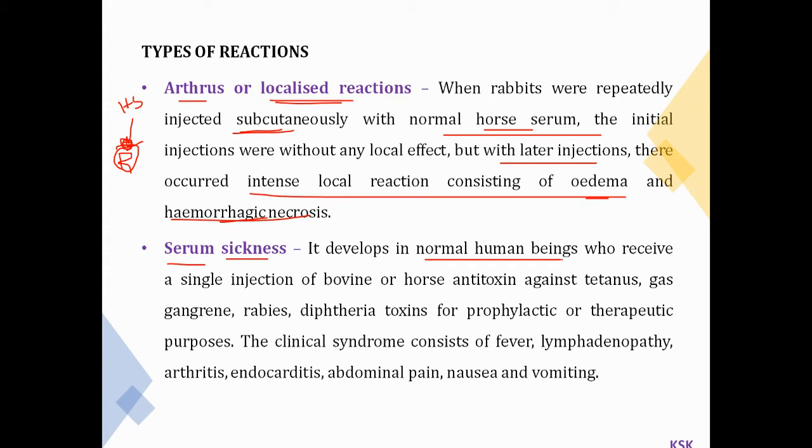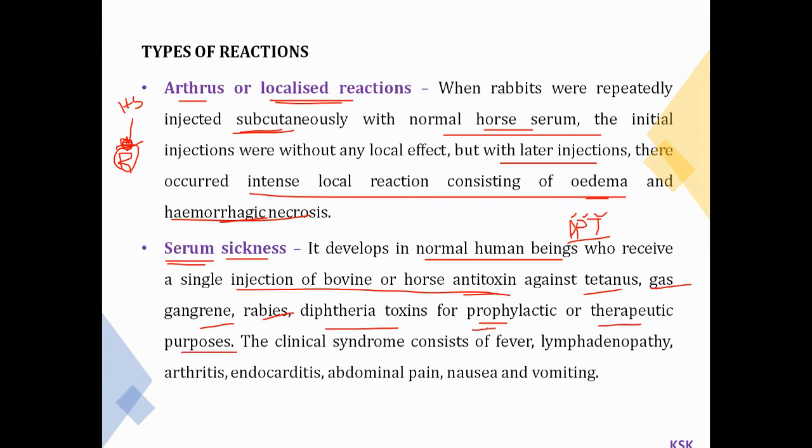It develops in normal human beings who receive a single injection of bovine or horse antitoxin. What is an antitoxin? Antitoxin is a serum, an anti-serum. We inject such antitoxins into human beings, like DPT, as I gave the example. DPT is a combined vaccine consisting of three: diphtheria, pertussis, and tetanus. Similarly, tetanus and gas gangrene, rabies, and diphtheria toxins are given for prophylactic or therapeutic purposes.